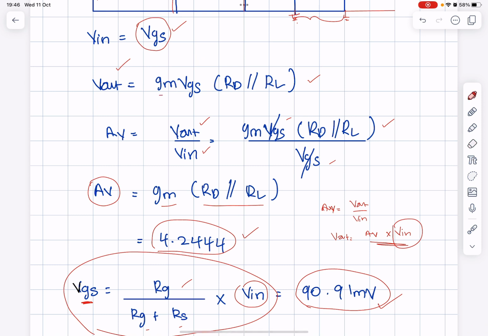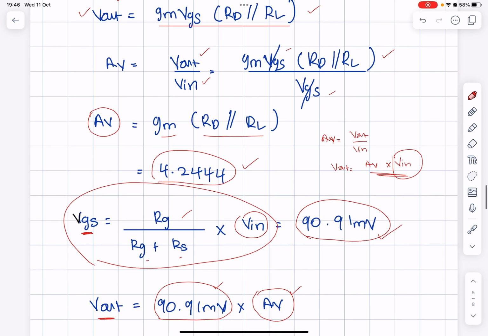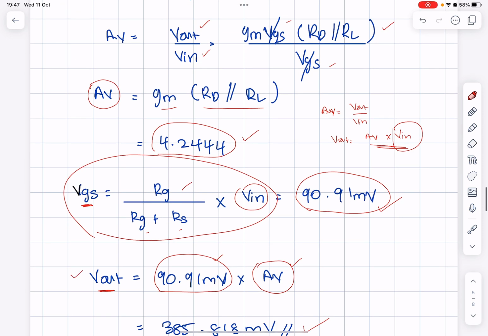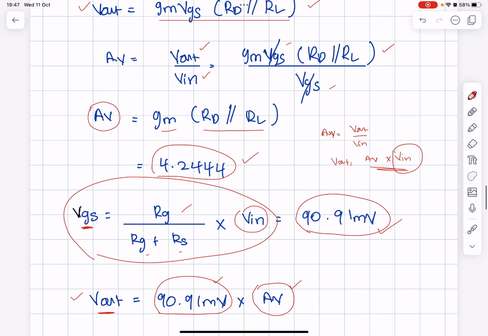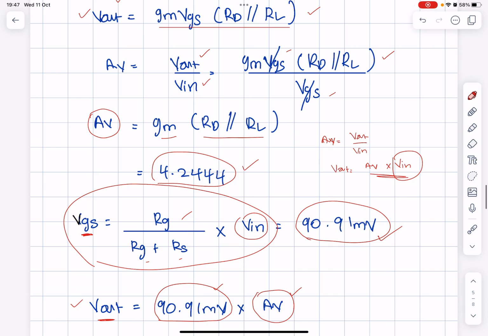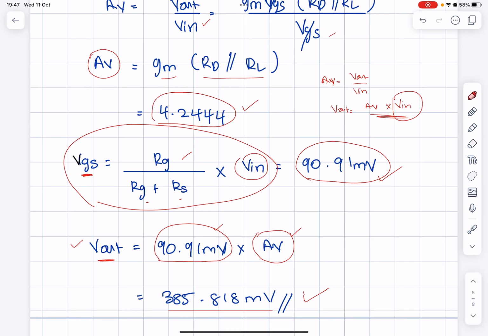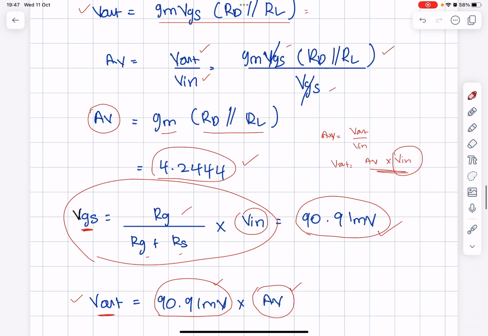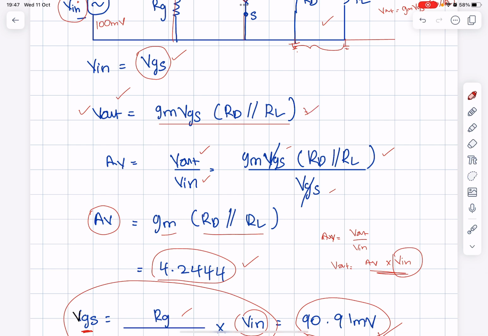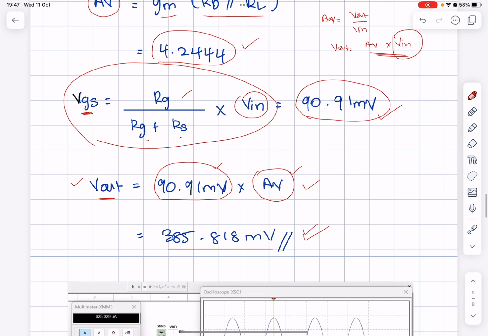Okay, some of you may ask, Vout here you also have an equation. You can also use this equation to calculate your Vout. Similarly, you can use both equations to calculate your Vout. Your Vout here will be the same as the Vout here. If your Vout here and this one are not the same, then there is something wrong with your calculation. It should be the same.